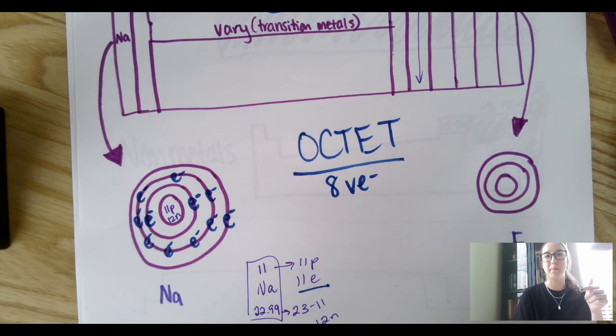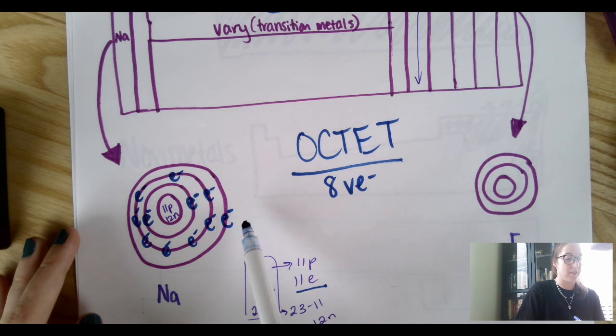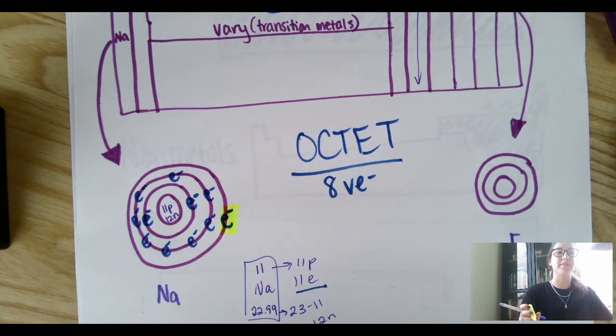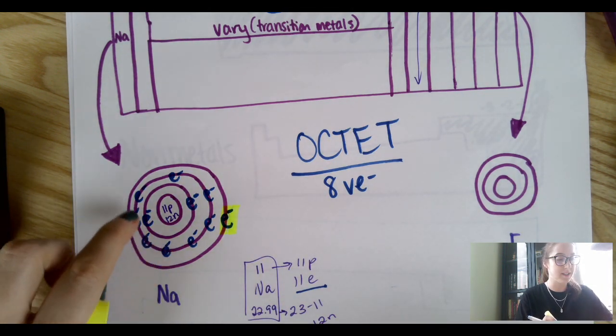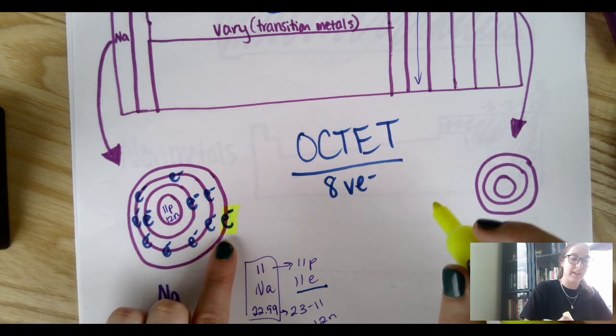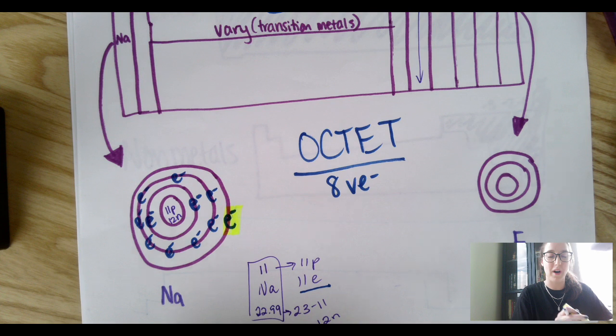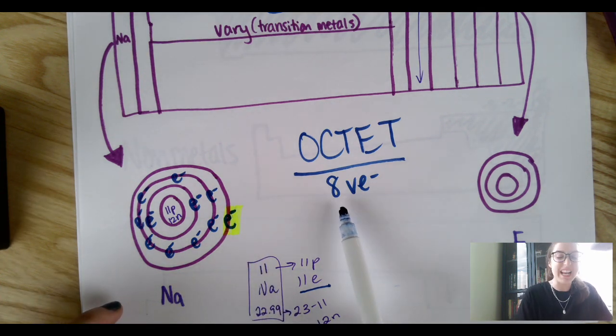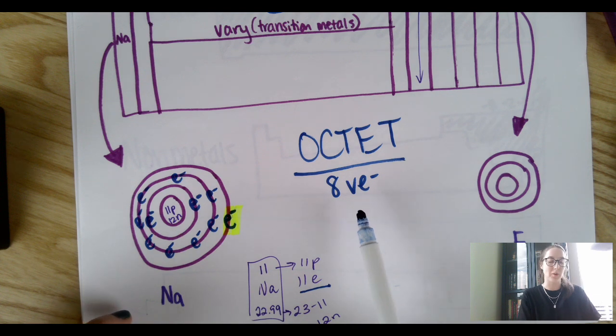Valence electrons are the electrons that are on the outermost ring, okay? So these are your valence electrons here. There's only one, okay? It's the only one on the outermost ring. The ones inside are called core electrons, okay? This is your valence electron. 8 valence electrons is what the elements want. And so if you notice, sodium has 1 valence electron. It is 7 away from having an octet, okay?